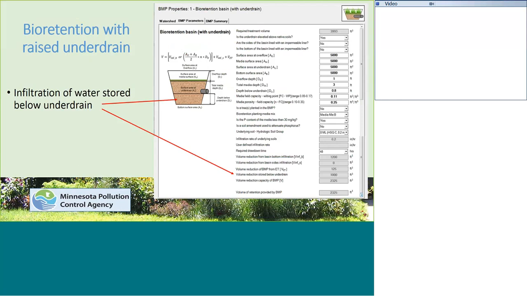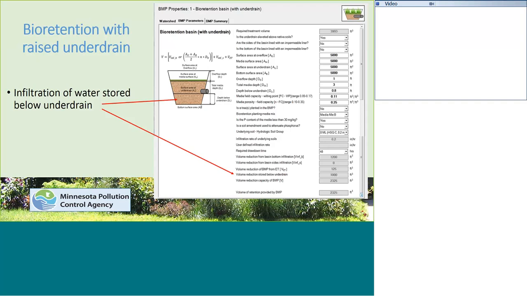The previous version of the calculator, if you raised the underdrain above the bottom, only gave you credit for water stored below that underdrain. If you put the underdrain at the bottom, it gave you credit for water infiltrating through the bottom. What we recognized was that you could raise the underdrain and actually reduce your infiltration because you lost the credit for water infiltrating to the bottom.